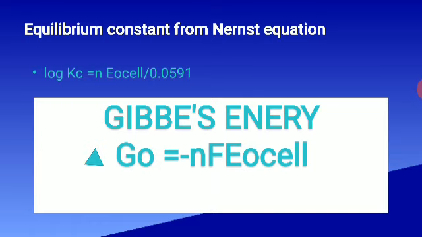Then there comes the equilibrium constant from the Nernst equation. If we find the equilibrium constant from the Nernst equation, it is log Kc, where Kc represents the equilibrium constant, equal to n E naught cell upon 0.0591, where n is the number of electrons transferred. There is another one, Gibbs energy, and it is delta G naught equal to minus nF E naught cell.